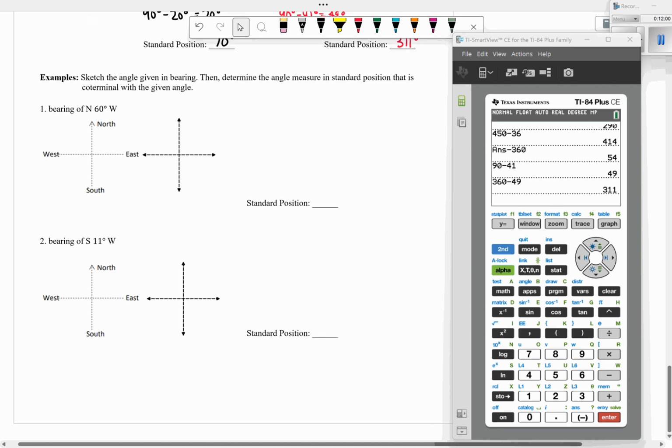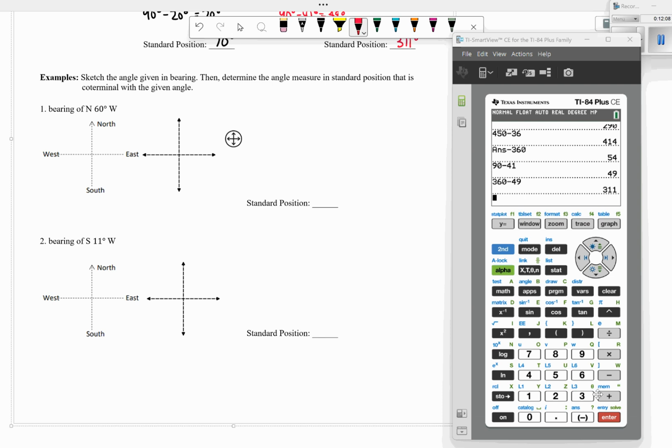So we're going to do the same with these. Sketch the angle given in bearing and then determine the angle measured in standard position that's coterminal. So we have a bearing of north 60 degrees west. So north is at the top and we're going 60 degrees to the west. So that would be this direction.